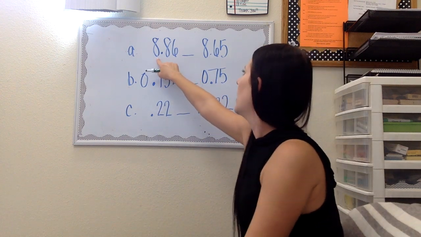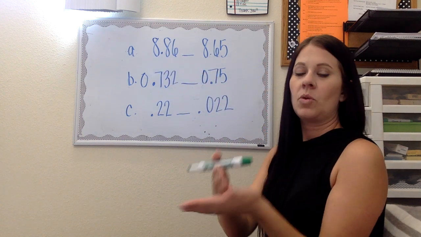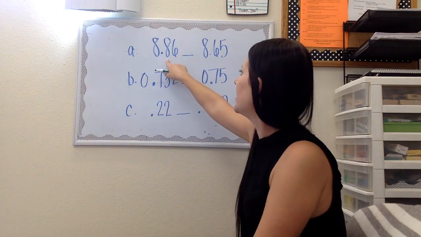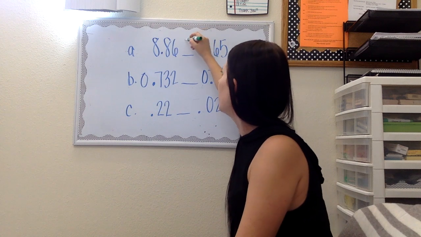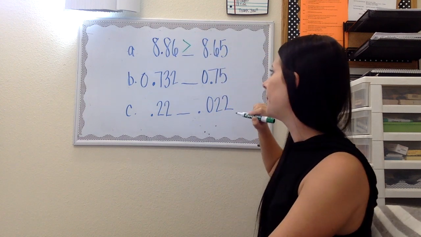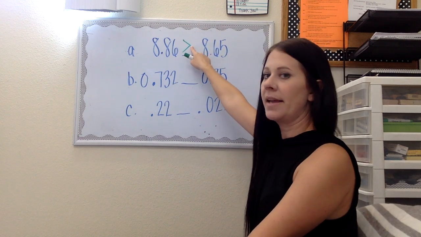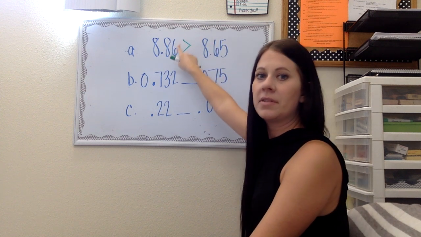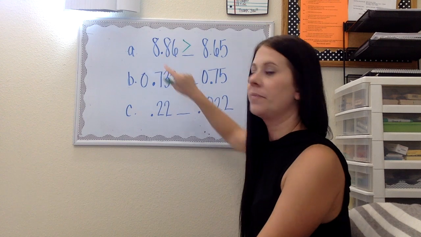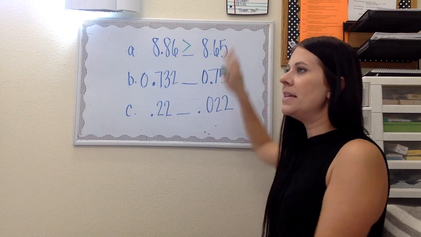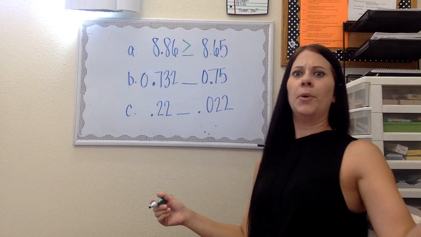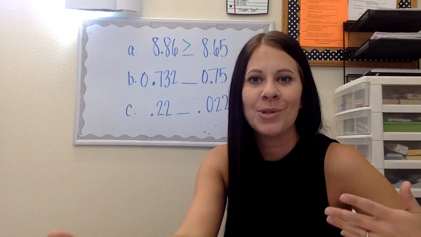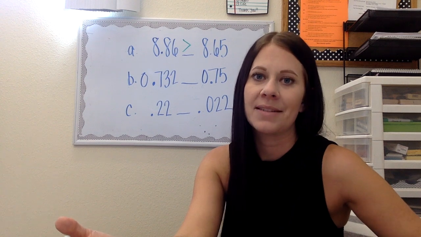So let's look at A. 8 and 8, same number. So we go to the next spot. 8 and 6. Well, 8 is bigger, so I open up my sign to the bigger number. Remember, this is a small side. This is a big side. So this is pointing to the small number, and this is opening to the big number. Okay? And you can see if these were, 10 over 4 compared to 8.86, we'd have a really hard time deciding which one was bigger. That's why we want to go with decimals.